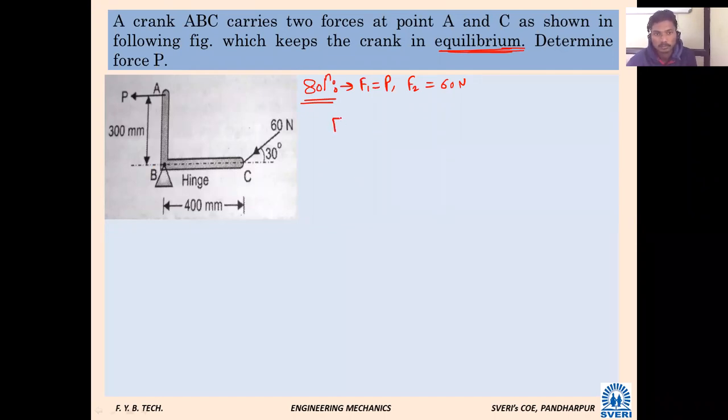What is free body diagram? FBD of crank ABC is, what is FBD? FBD means free body diagram. Free body diagram of the crank means what? The diagram with all action and reaction forces.